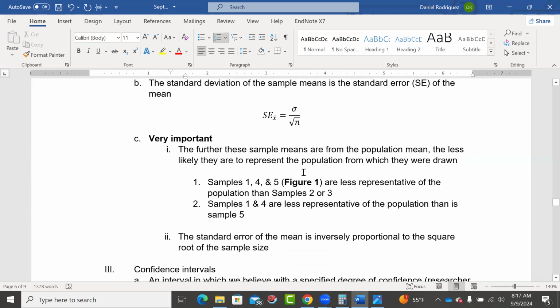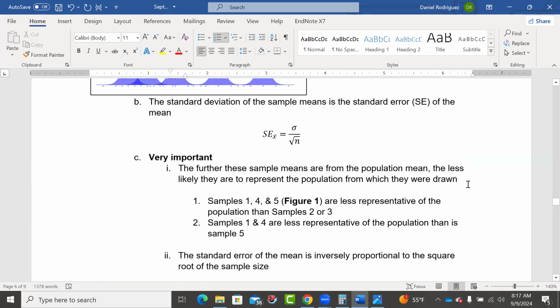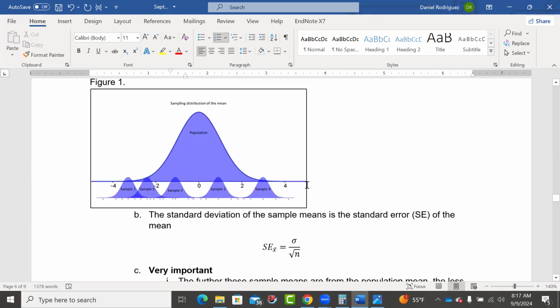This is really important. The further these sample means are from the population mean, the less likely they are to occur by chance alone, or the less likely they are to represent the population. So this is our population, and you'll notice here that it's centered at 0. So this is a standardized population. We haven't really talked about that yet.